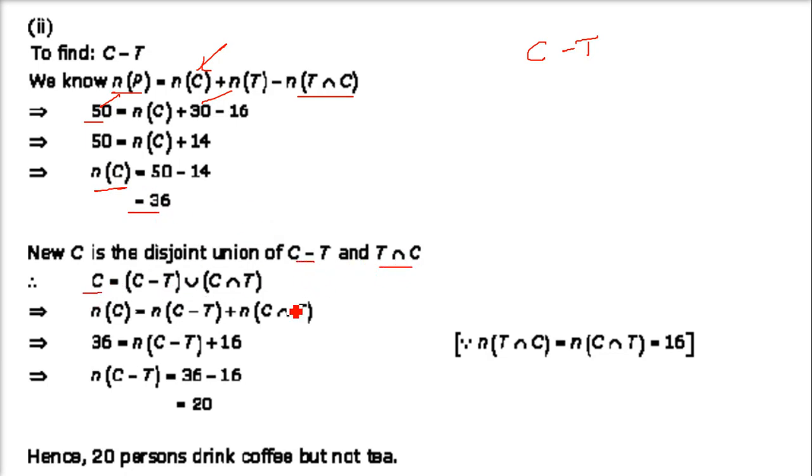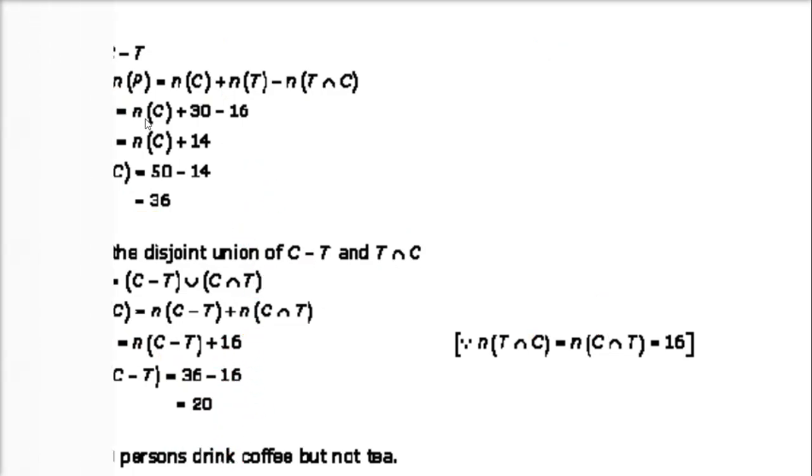Now C can be written as C minus T union T intersection C. This we already know, right? This we already showed. So n(C) will be equal to n(C minus T) plus n(C intersection T). This is 36, and this one is 16, because T intersection C or C intersection T will be 16 only. So n(C minus T) will be 36 minus 16, that is going to be 20. So 20 persons drink coffee but not tea.